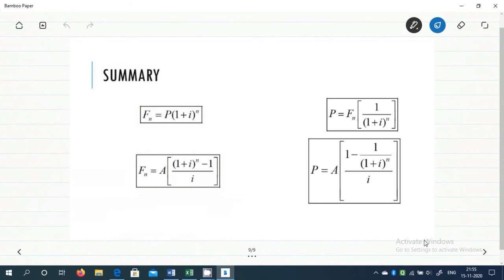Finally, you can see over here all the formulas: the future value of a single sum and of an annuity. Then the present value for a single investment, the single cash flow, we have found out. The present value of an annuity we can find by using this formula. Okay, so this is the first one about the concept of value and return.